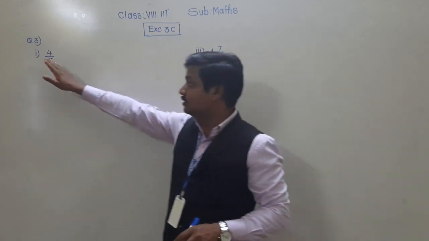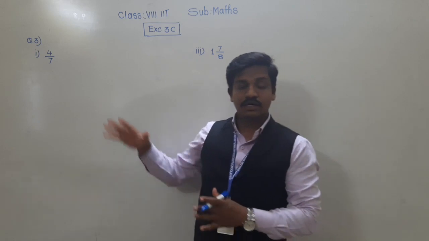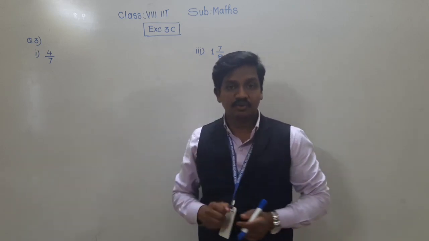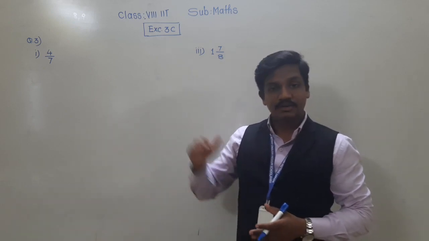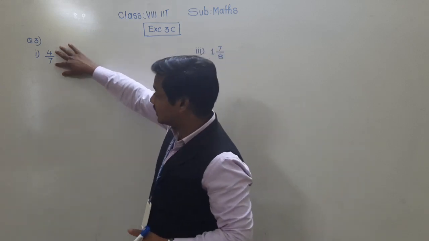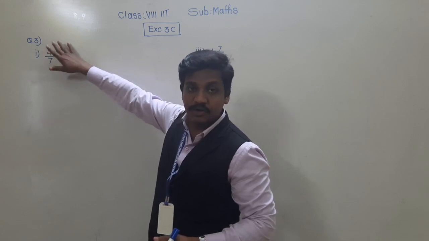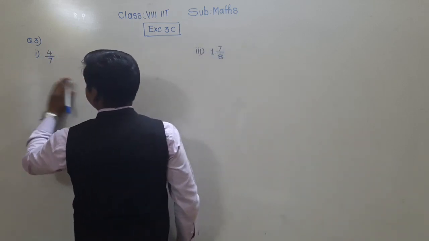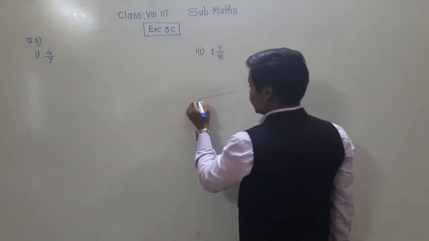So see here. This is the fraction 4 upon 7. First we have to convert this fraction into decimal, and for that we need to divide the numerator by the denominator. So 4 divided by 7. Let us do that first. You can do it on the rough page also, 4 divided by 7.